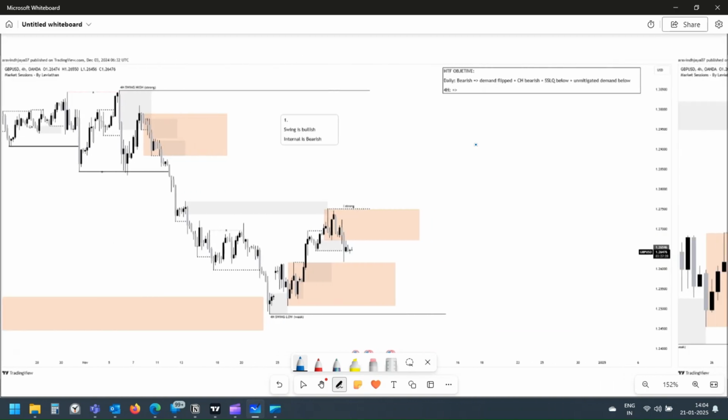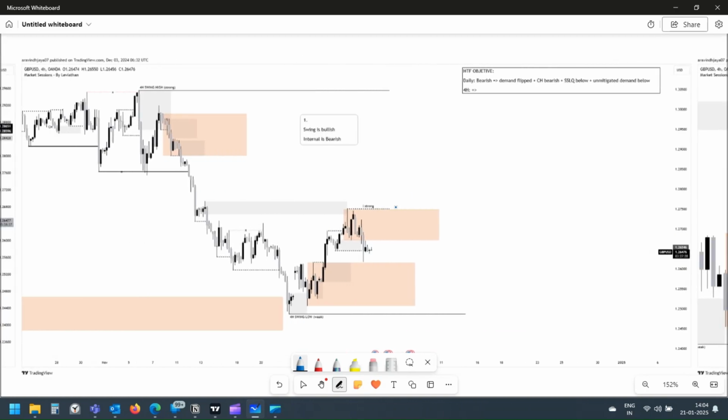And if I zoom in to the 4-hour chart, you can see the 4-hour has made a bearish IBOS, and I can just continue to look for this. Continue following this internal bearish structure till the price mitigates into the daily demand zone.